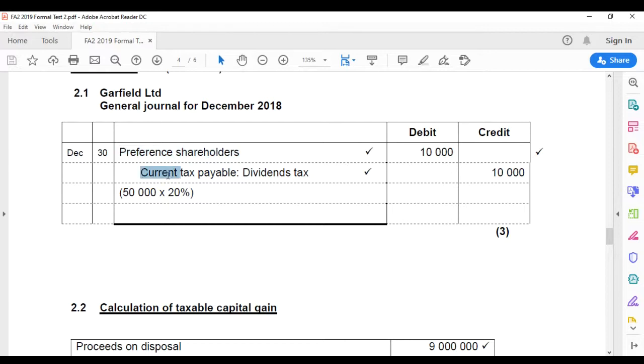And then we're going to raise a further liability, but that will be towards the revenue service in the country that we are declaring dividends. So we're going to raise that liability, and we're going to call that account current tax payable, colon, dividends tax. We've already said that the dividend tax rate is 20%, so it's going to be 20%, the dividends tax rate, multiplied by the dividend that you've declared, and that gives you the 10,000 rand.